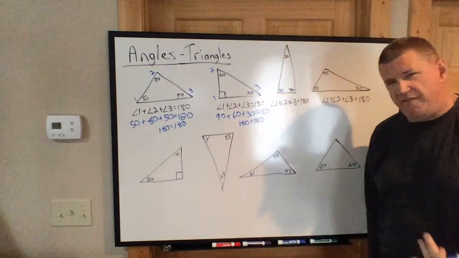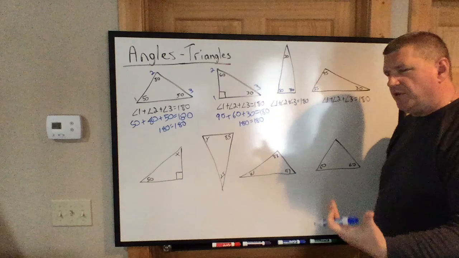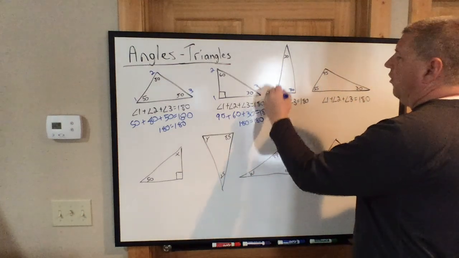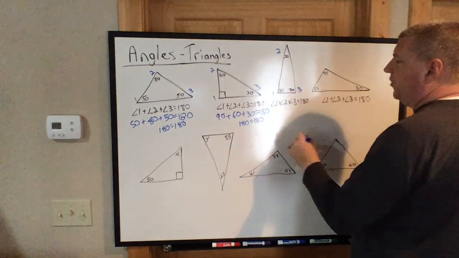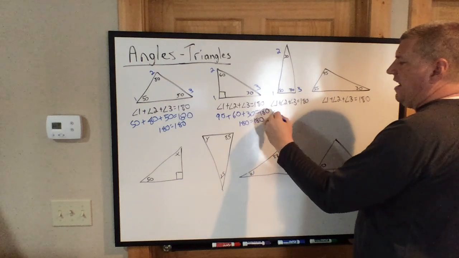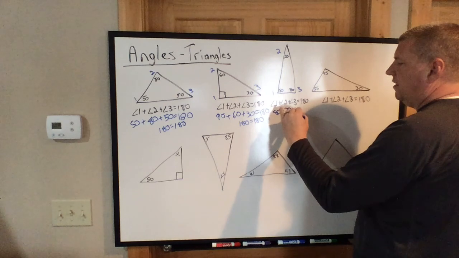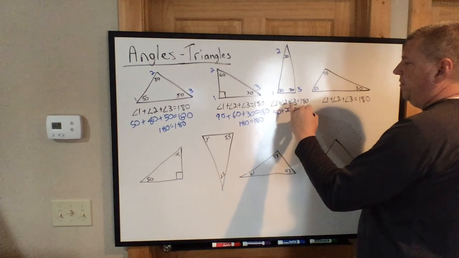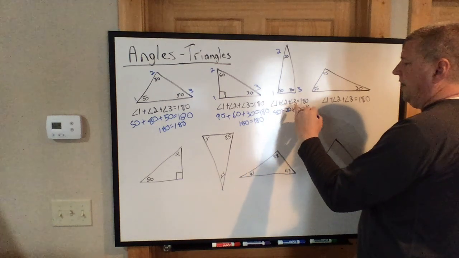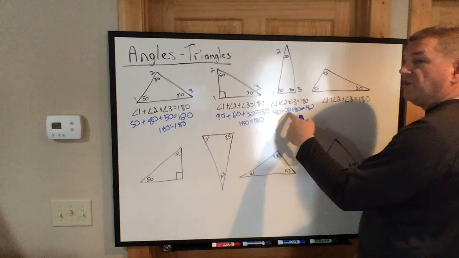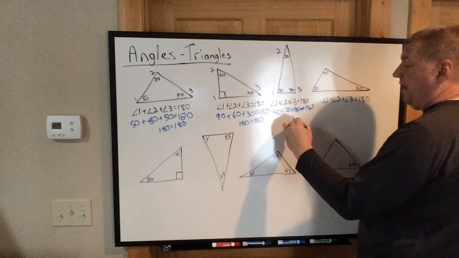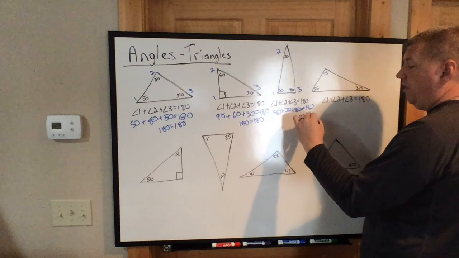Okay, so we're just verifying to make sure that what we have is an accurate triangle. So we'll go angle 1, angle 2, angle 3. So angle 1 is an 80, angle 2 is a 20, angle 3 is an 80, equals 180. So 80 and 20 is 100. 100 plus 80 is 180. Okay, so we're good on that one.